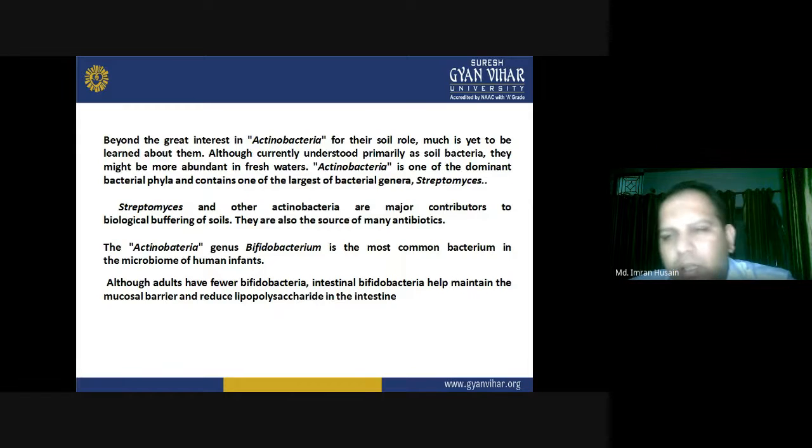The bifidobacteria also maintain the mucosal barrier, especially in the intestine, right? And reduce lipopolysaccharide in the intestine, because lipopolysaccharide, or LPS, is the main component of the cell wall of pathogenic bacteria. So, bifidobacteria play a major role in creating a mucosal barrier that is effective in nature.